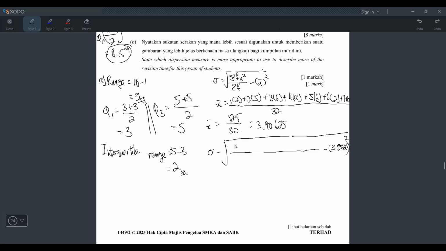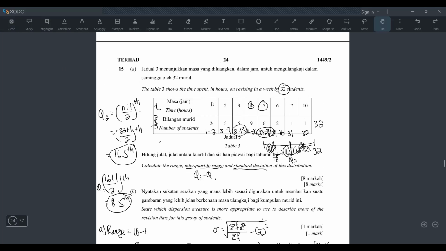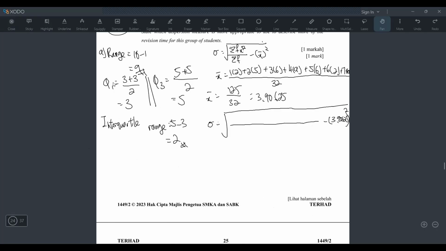Okay, now for here, what do I have to write? If you look at the formula, it says what? Frequency has to multiply with x squared. Only the x is squared, you know. The frequency has no square. You don't tell me both are squared. You don't tell me everything is squared. No, no, no. You only square the x. So only square the x means you take 1 square, 2 square, 3 square, 4 square, 5 square, 6 square, 7 square, 10 square only. The frequency has no square.